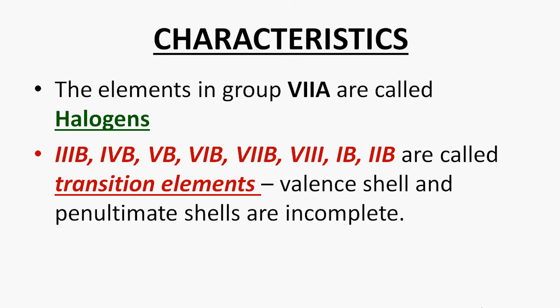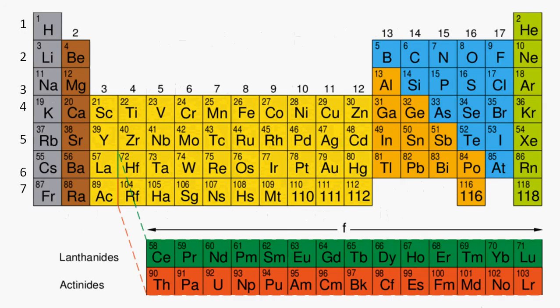Why are these transition elements? Because their valency varies according to the reactions, and the valence shell and the penultimate shell are incomplete, meaning their last and second last shells are not fully filled with electrons.